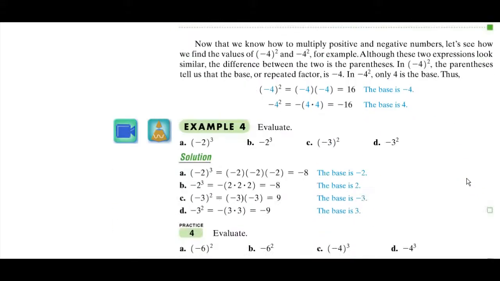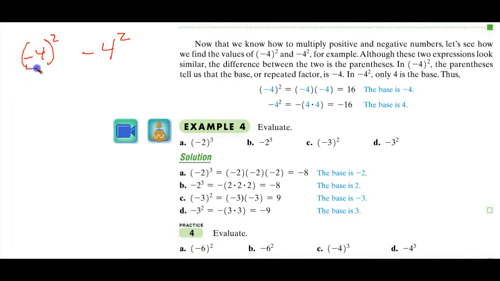And there's some others. Now, a very, very important item that we'll review before we do the next example. We have here a negative 4 in parentheses raised to the second, and we have a negative 4 raised to the second. Now you might think these are the same, but they're not.